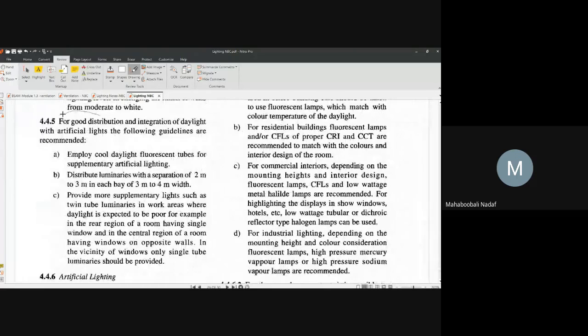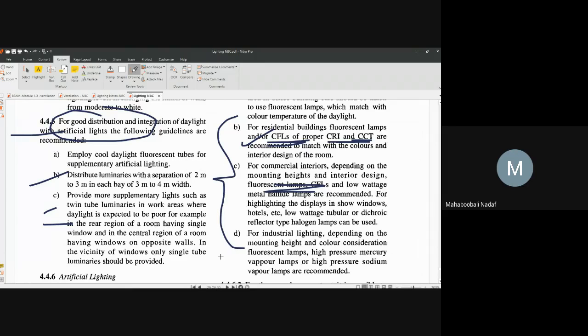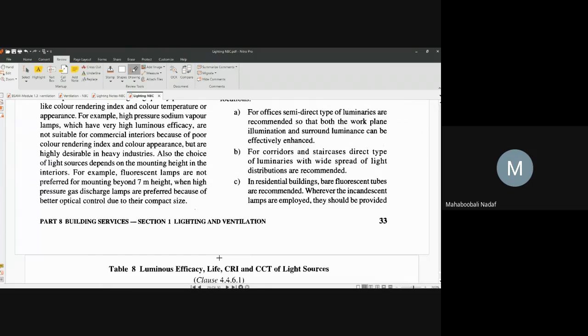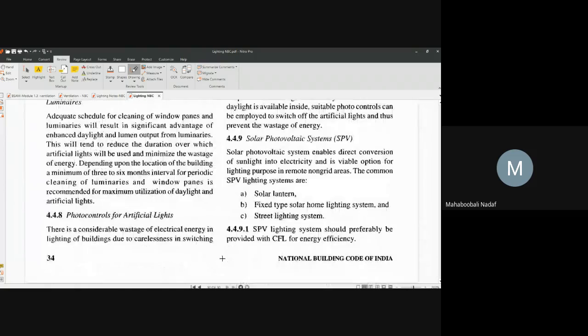Okay, for good distribution and integration of daylight with artificial light, these are some of the things. Depending upon the task required, what type of luminaires we have to take: CFL with proper CRI and CCT, these three points try to remember. Okay, I think it is completed. Last one is photo control and photovoltaic systems you have to provide, related to energy efficiency.